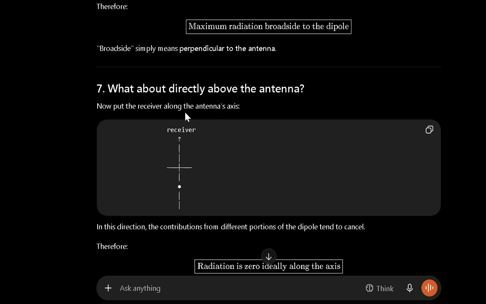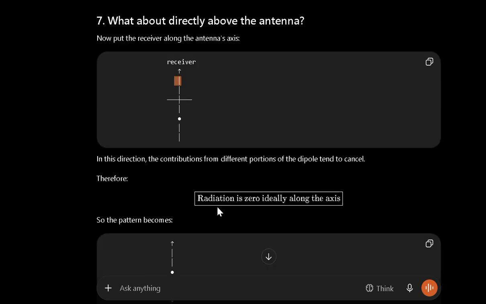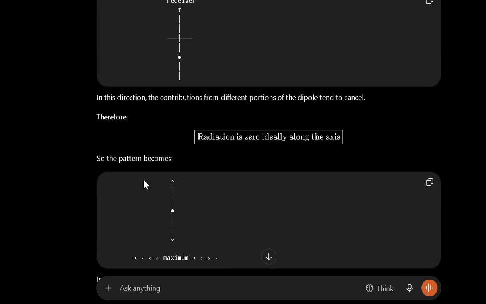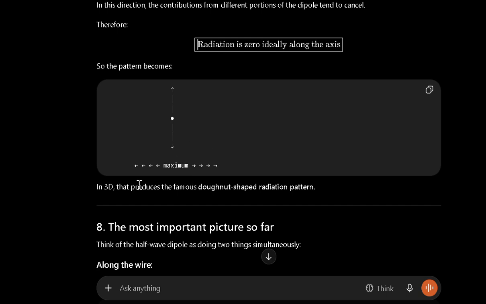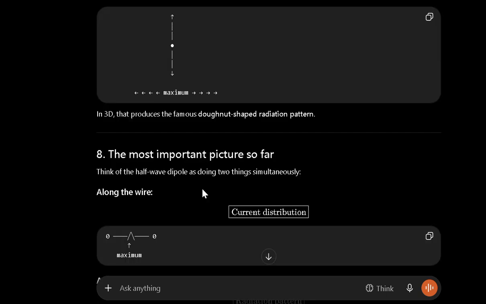In this direction, the contributions from different portions of the dipole tend to cancel. Therefore, radiation is ideally zero along the axis. So along the axis, radiation will become zero. So the pattern becomes maximum sideways. In 3D, that produces a donut-shaped radiation pattern.